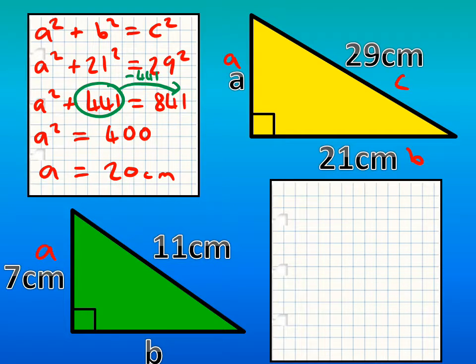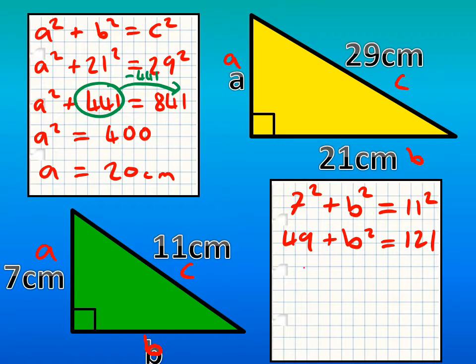Okay, let's have a go at the second one then. Same as before. Label A, B and C. This time I know what A is. 7 squared plus B squared, I don't know what B is, equals 11 squared. So 49 plus B squared equals 121. Gives me B squared equals 72. 121 take away 49. If B squared is 72, B is the square root of 72, which is 8.49.